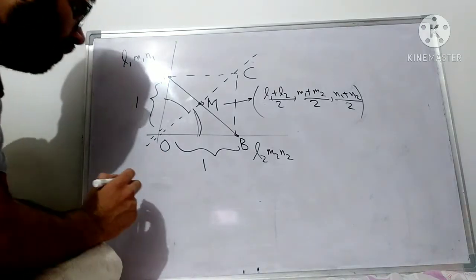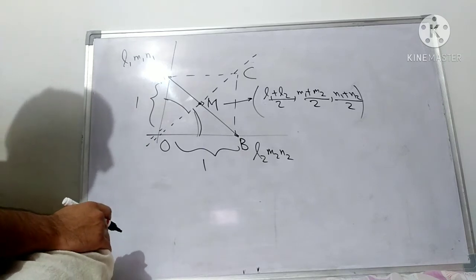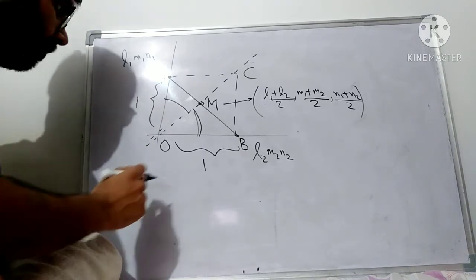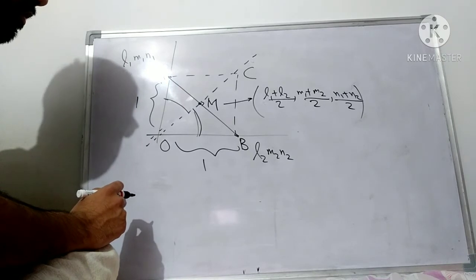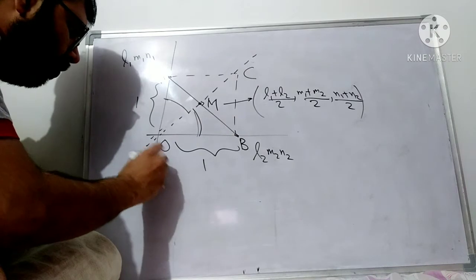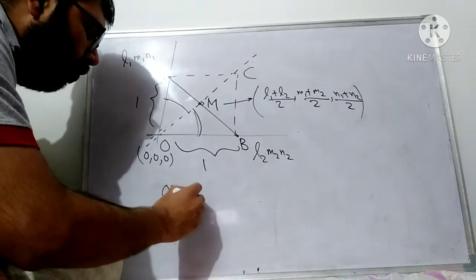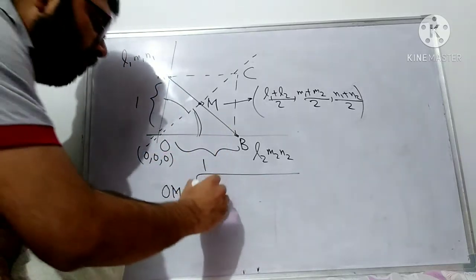In order to find the direction cosines for this line, now this point is O, so this is the origin. So we must find the length OM. So how do I find the length OM? By using the distance formula.